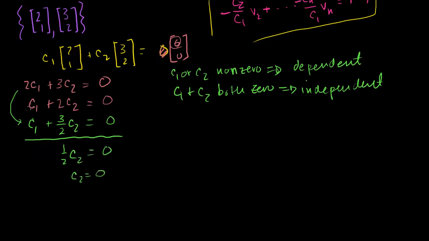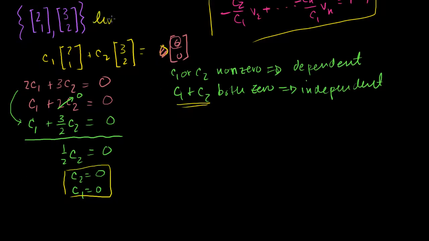So what's c1? Let's just substitute this back in. c2 is equal to 0, so this is equal to 0. So c1 plus 0 is equal to 0. So c1 is also equal to 0. We could have substituted back into that top equation as well. So the only solution to this equation involves both c1 and c2 being equal to 0. So they both have to be 0.